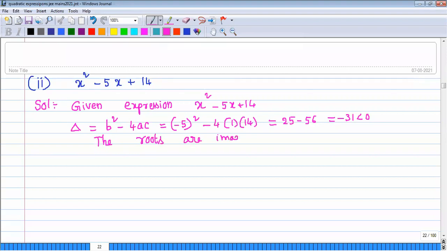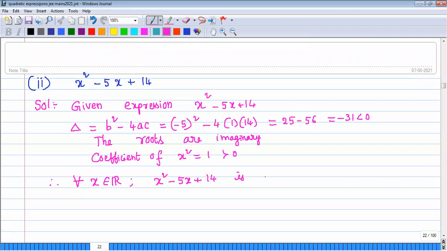Roots are imaginary. Since roots are imaginary, the coefficient of x square is important. Coefficient of x square is equal to 1, and it is positive, greater than 0. So therefore, we can conclude that for every x belongs to R, x square minus 5x plus 14 is always positive, always greater than 0.